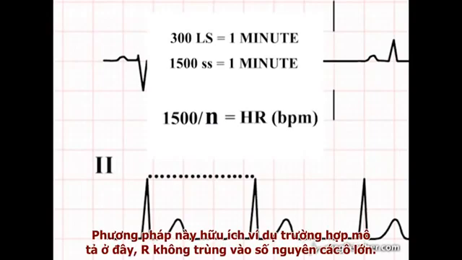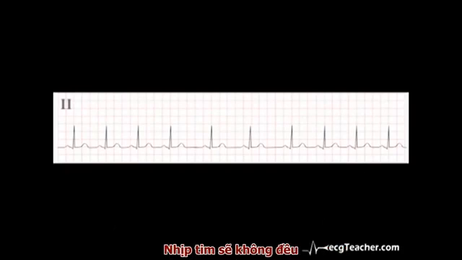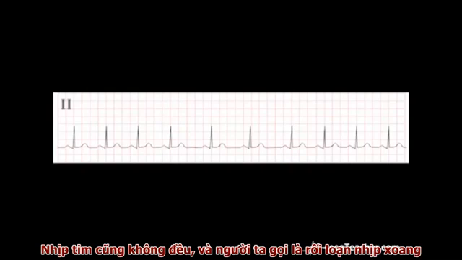This is useful when, as illustrated on this ECG, the R waves do not fall on a set number of large squares. In some cardiac arrhythmias, which we will discuss later, the heartbeat is not regular, and in fact in many normal hearts, as illustrated here, the heart rate is somewhat irregular due to a phenomenon termed sinus arrhythmia.